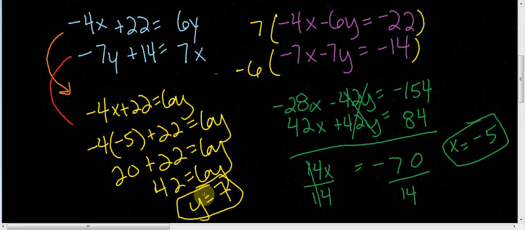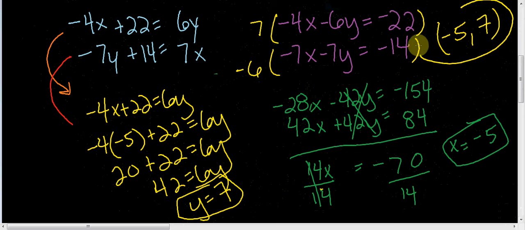Box it. And I'm going to stick my answer up in the corner here because I'm running out of room. Negative 5, 7 is my answer. Okay. If I wanted to check it, I could always plug in negative 5 for x and 7 in for y in both equations. Make sure, simplify both sides, make sure the left is equal to the right, and if it is, then I have the correct solution.